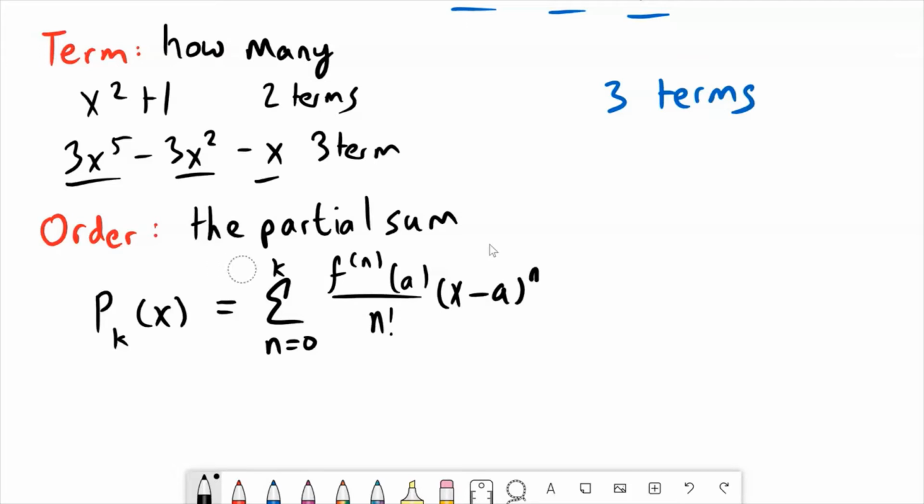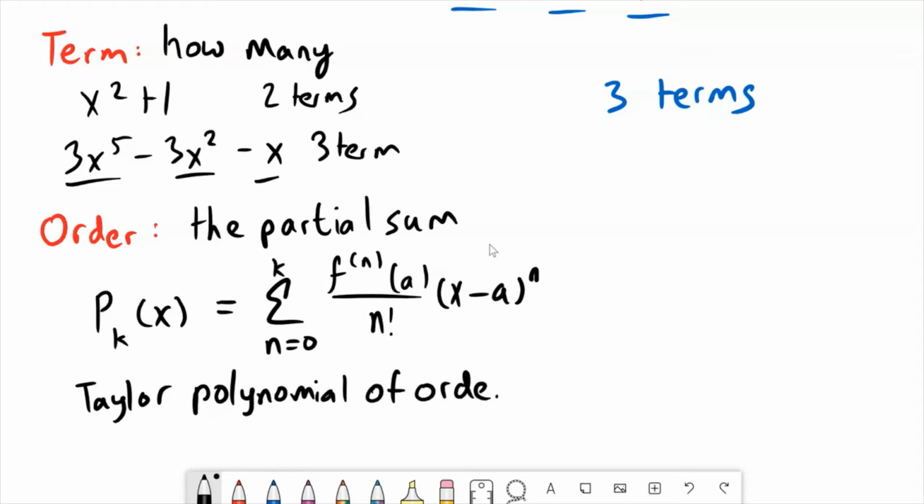It stops at k. And since it stops at k, we say this is a Taylor polynomial of order n, order k at x equals a. I guess this x equals a just means this right here. But the key part is order k. Notice that we stopped at k, so it is order k.